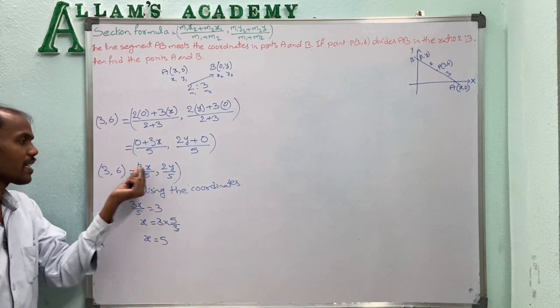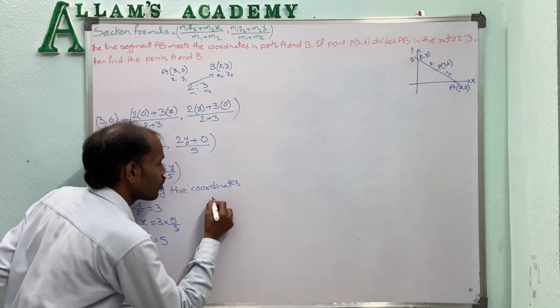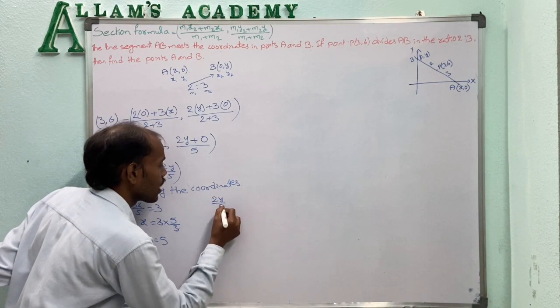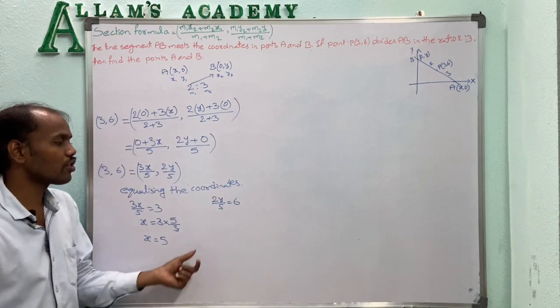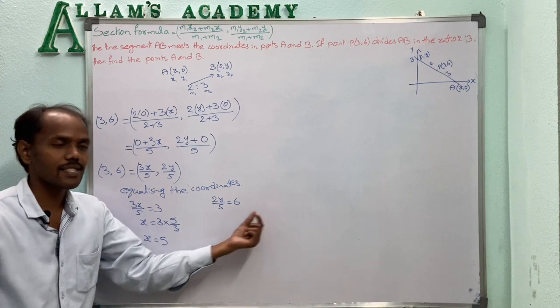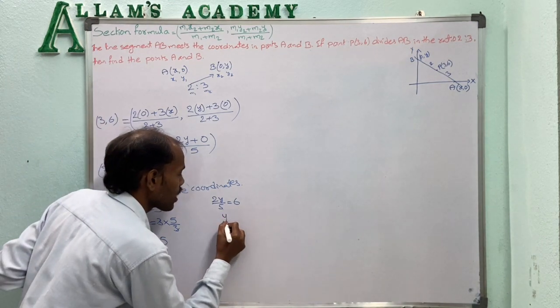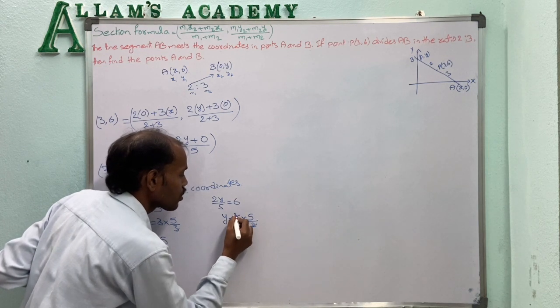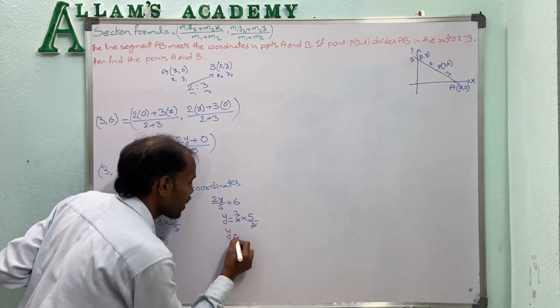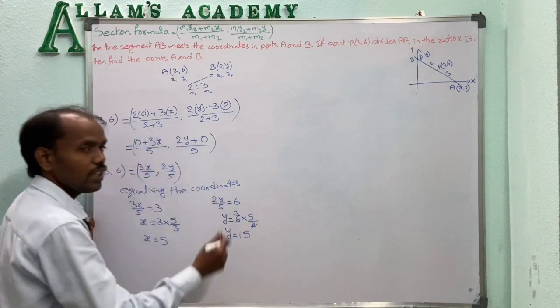Now equalizing the y coordinates, then 2y by 5 is equal to 6. Now 2 by 5 is multiplied with y, so transferring to the RHS, its reciprocal we multiply. So 6 into 5 by 2. 2 ones, 2 threes, 3 5s 15. So the y coordinate is 15.